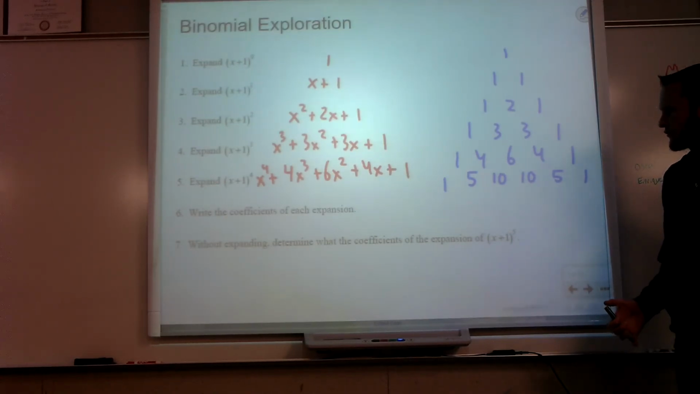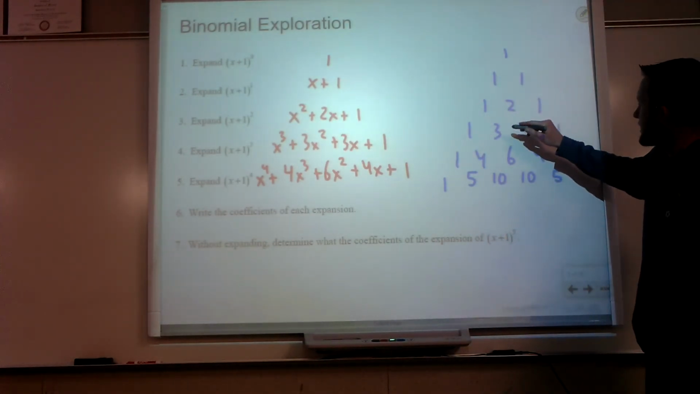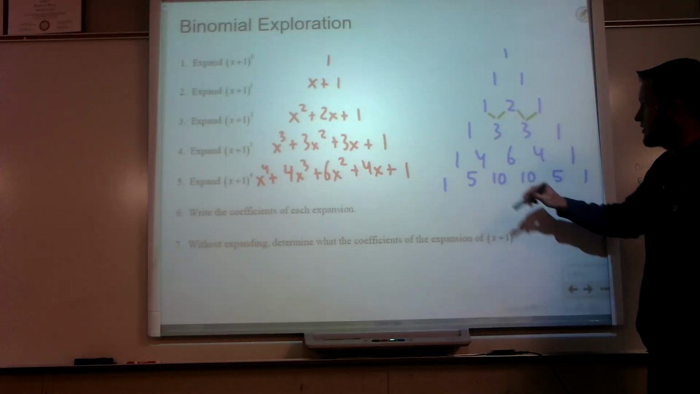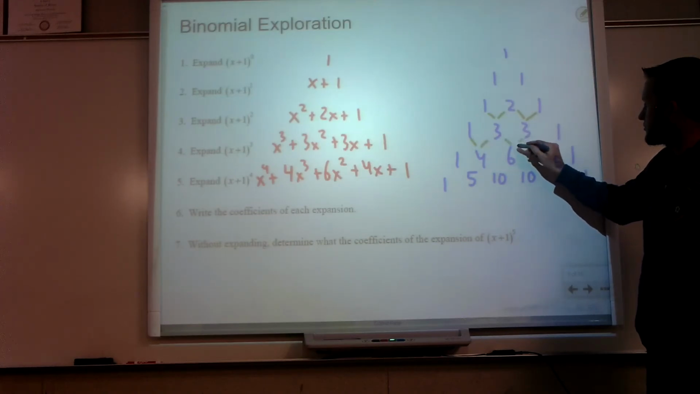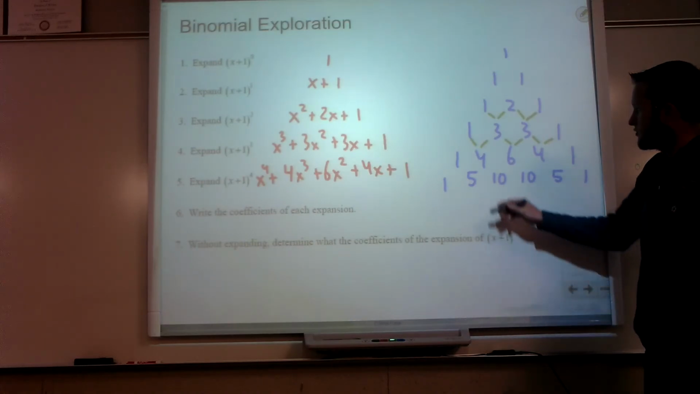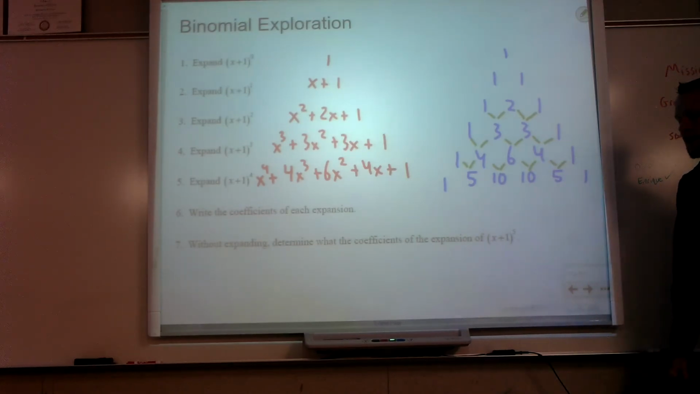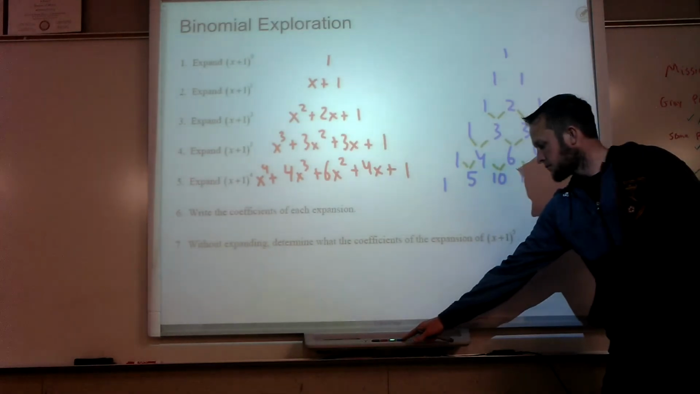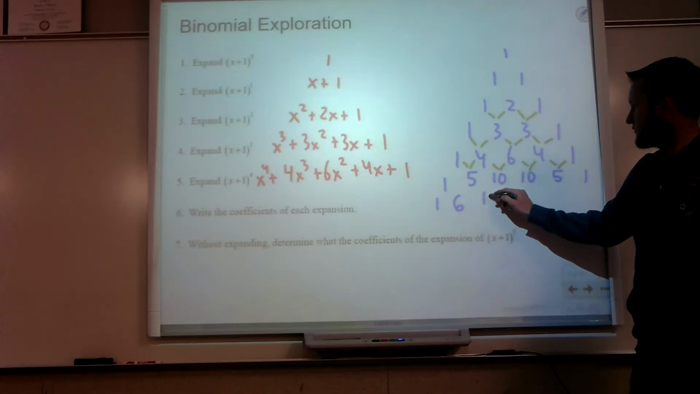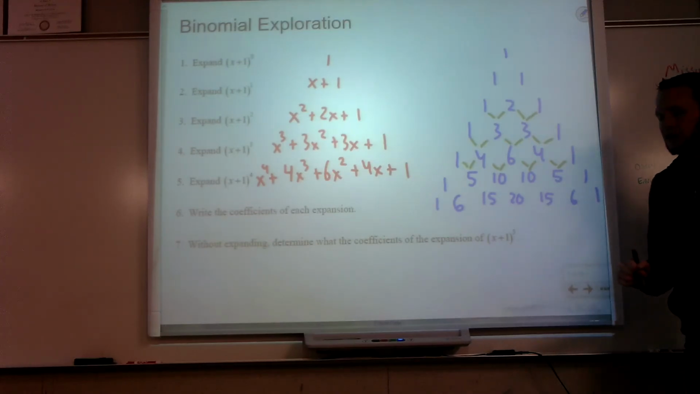Now, if you're like, where'd you get that from? Hopefully you're starting to see a pattern. How this is working is I'm taking these two numbers and adding them together to get the 3's. 1 plus 3 is 4, 3 plus 3 is 6, 3 plus 1 is 4. So I start with 1s and then I just kind of keep going. So 1 and 4 is 5, 4 and 6 is 10. Do you have a guess what the next row would be? 1, 6, 15, 20, 15, 6, and 1.